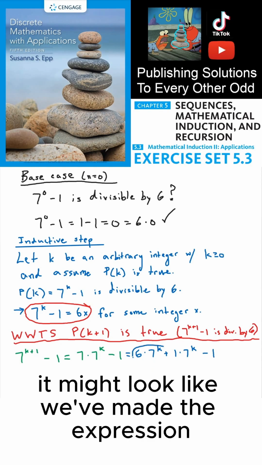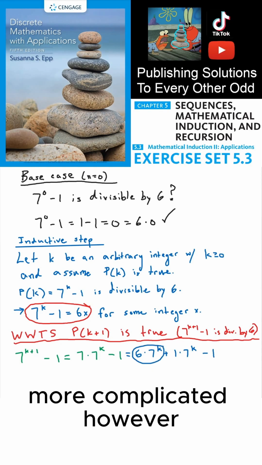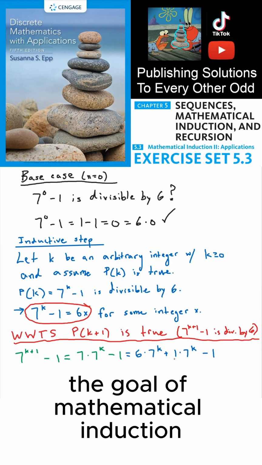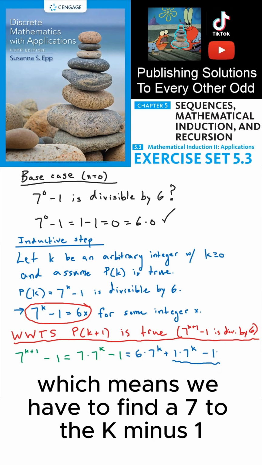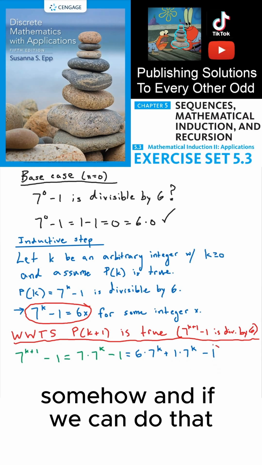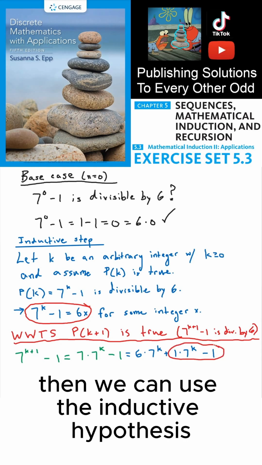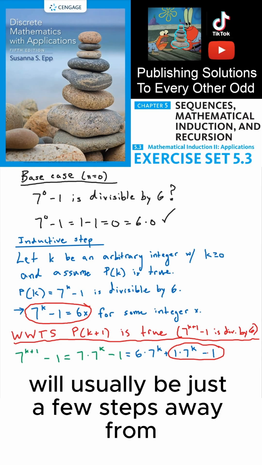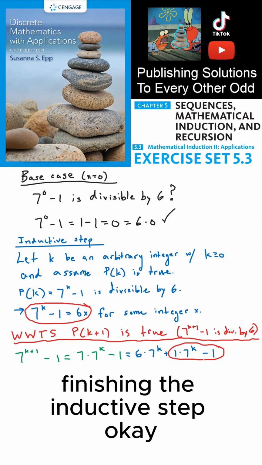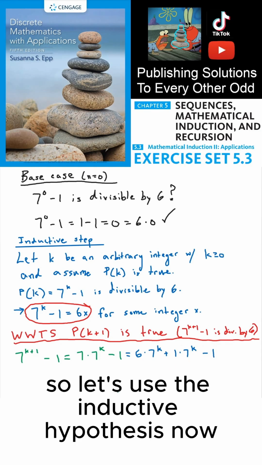Now, if you notice, it might look like we've made the expression more complicated. However, the goal of mathematical induction is to prioritize the inductive step, which means we have to find a 7 to the k minus 1 somehow. And if we can do that, then we can use the inductive hypothesis. And once we use the inductive hypothesis, we'll usually be just a few steps away from finishing the inductive step. Okay, so let's use the inductive hypothesis now.